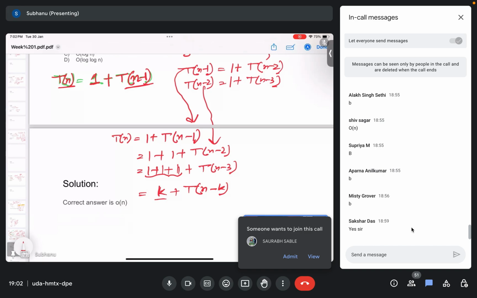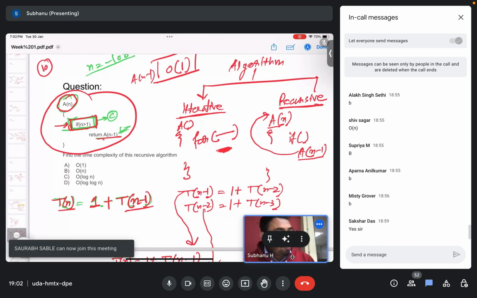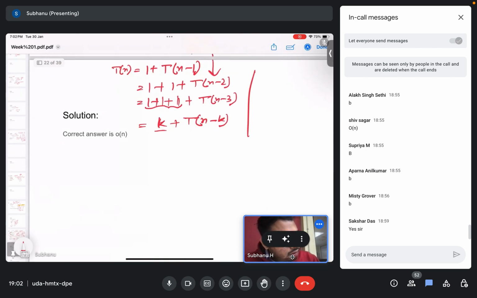Fine. So when will this problem stop? The main question is when this problem will stop. It will stop when n value is basically 1, that is, when the condition if n greater than 1 fails. That means if the n value is 1, it will stop. So if n minus k is equal to 1, then it will stop. So what will be the value of k? The value of k is equal to n minus 1.